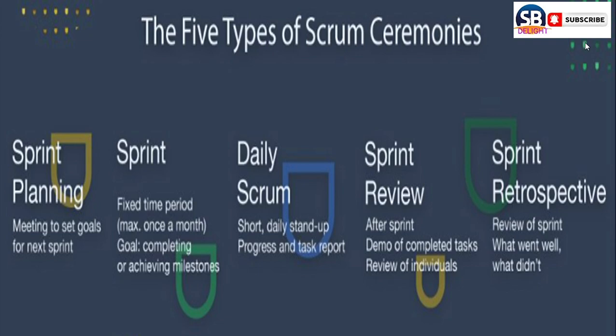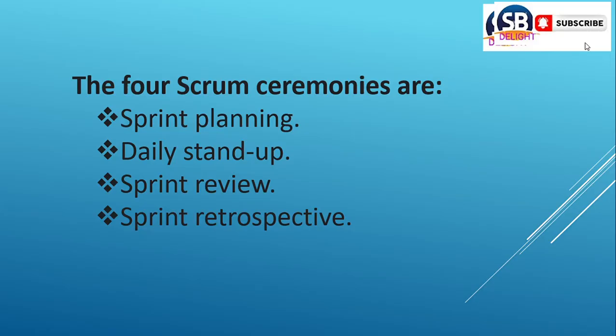Daily Scrum is a short daily stand up, with progress and task report. Sprint review means after the sprint, a demo of the completed task and review of individuals. Sprint retrospective means a review of the sprint: what went well and what did not go well. Those kinds of things we will discuss here, one by one. These four things: sprint planning, daily stand up, sprint review, sprint retrospective. I can use examples itself.